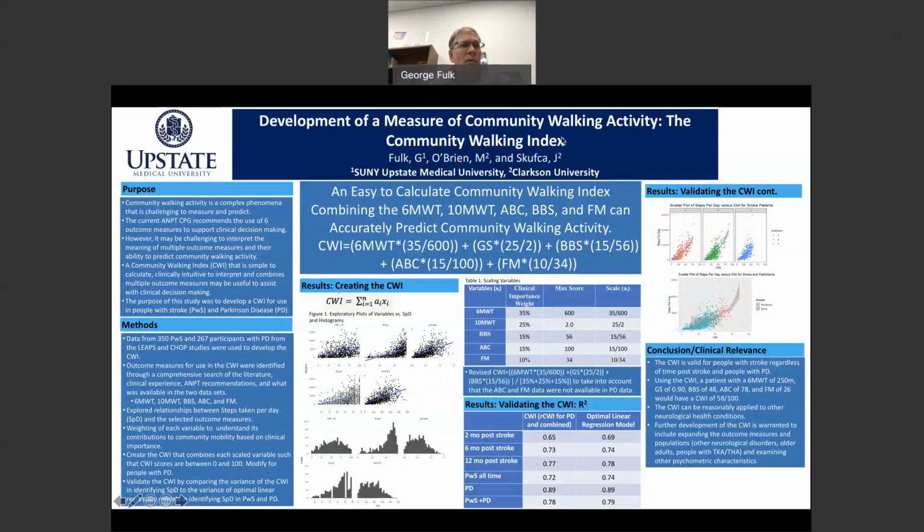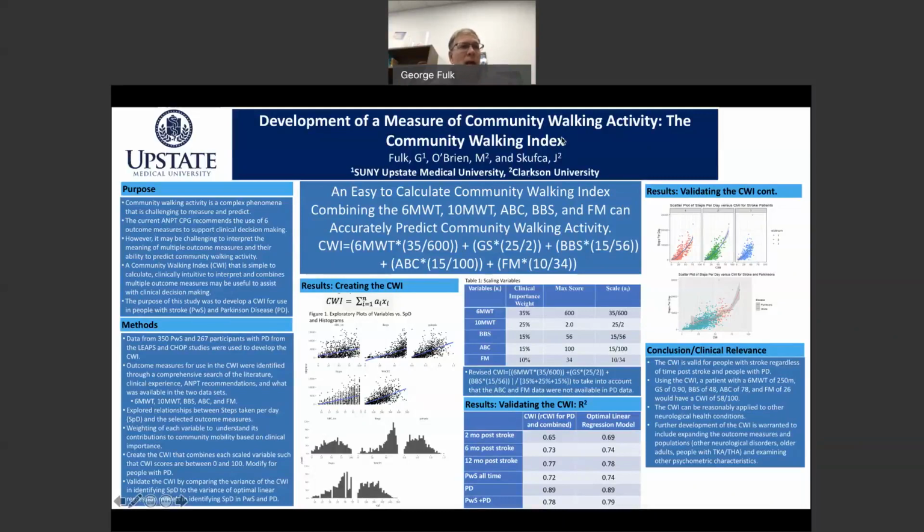The CWI was revised for people with PD to include only the 6-minute walk test, gait speed, and Berg Balance Scale, as data on the Fugl-Meyer and ABC were not available in these data sets. See the revised CWI below Table 1.